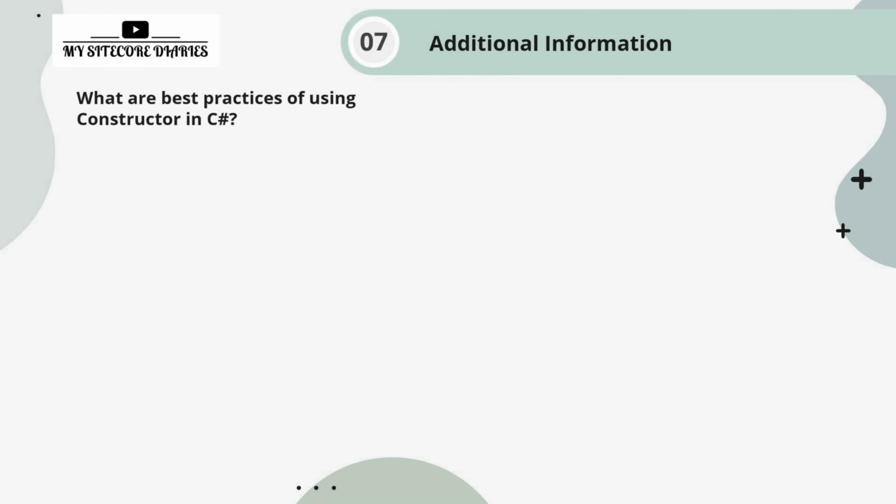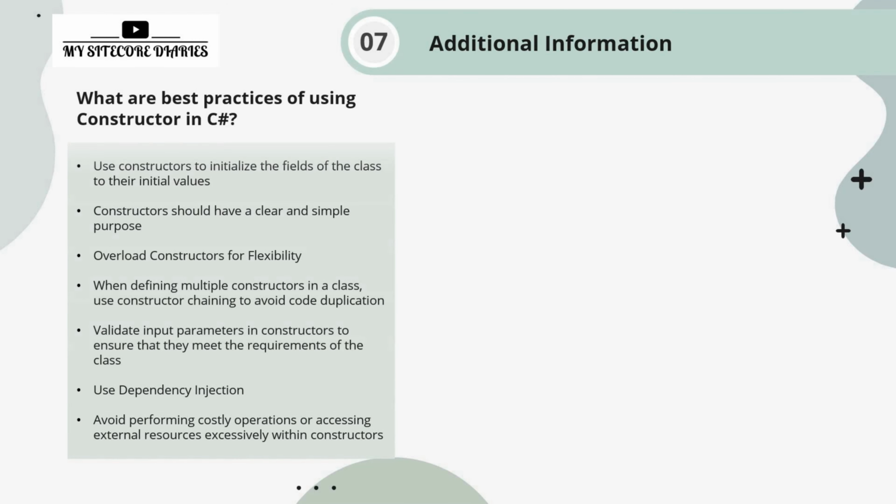Then, what are the best practices of using constructors in C#? Use constructors to initialize the fields of the class to their initial values. To understand the use of a constructor, it is to initialize the fields of the class to their initial values, not to write the logic. A constructor should have a clear and simple purpose. You should know what the constructor is doing, and that should be a simple one.